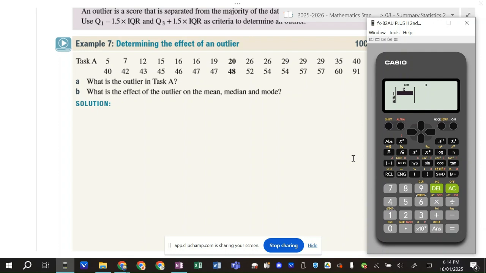So anyway, I'm now going to enter this. So 5, 7, 12, 15, 16, 16, 19, 20, 26, 26, 29 3 times, 35, 40. Now, there should be 15 bits of data. There is, so I'm on the right track. So 40, 42, 43, 45, 46, 47 twice, and that's where I discovered that I couldn't go any further, but now I'm all right. 48, 52, 54, 54, 57 twice, 60, and 91.